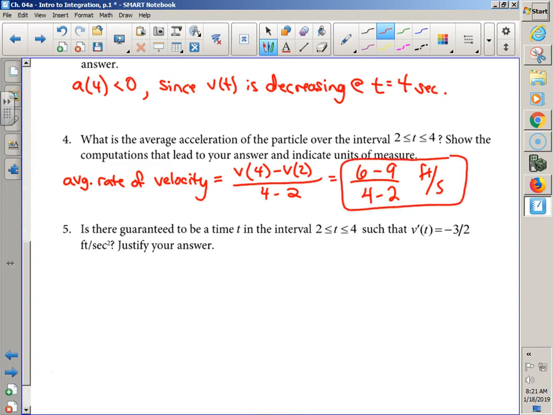Show the computations. We did. Look. And indicate the units of measure. We did. No explanation necessary. Sweet. Why is Priscilla right?